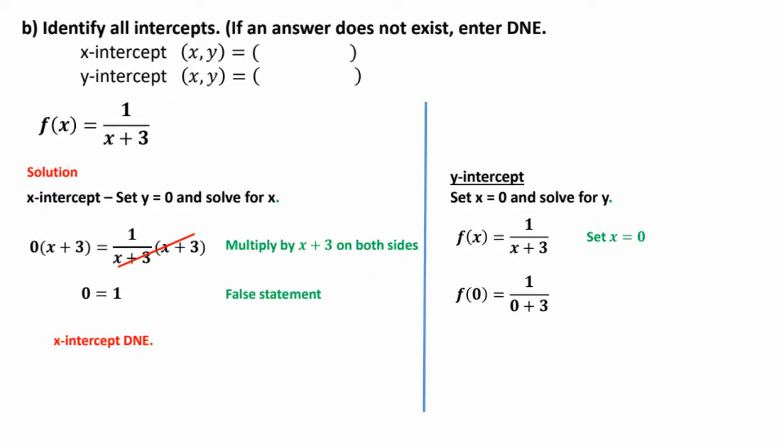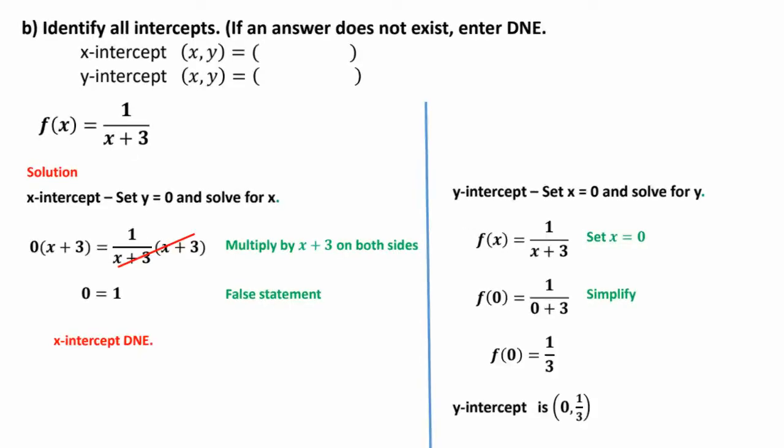Now let's look at the y-intercept. To find the y-intercept, we're going to set x equal to 0 and then solve for y. So everywhere we see x, we're going to plug in 0. So we have 1 over 0 plus 3. So 0 plus 3, if we simplify, is just going to give us 3. So we end up with 1 over 3. So our y-intercept in point format, when x is equal to 0, y is equal to 1/3. That is our y-intercept point.